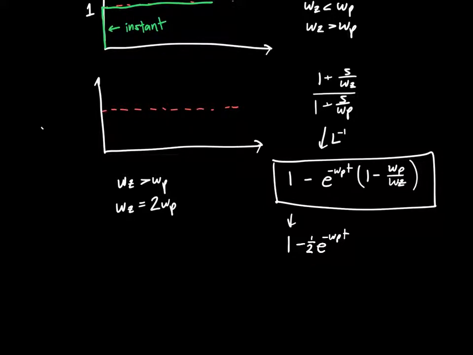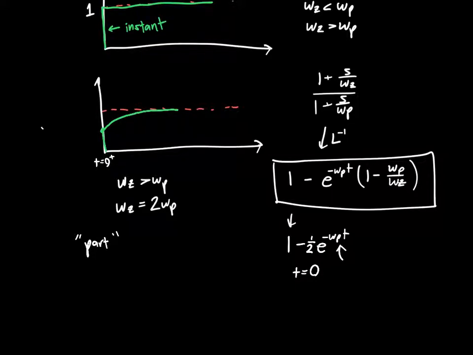So 1 minus 1 half e to the minus omega p t. So at t equals 0 plus, the step response immediately jumps up to 1 half, and then it starts to decay just like a normal pole would, with the same exact omega p. So by adding this 0, we're canceling part of the pole. So we're sort of making the step response more like a step.